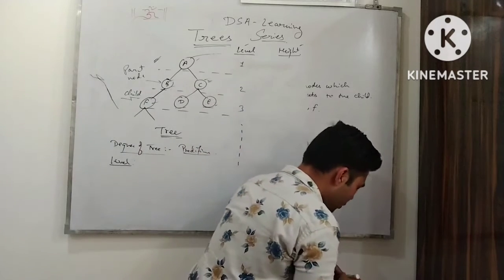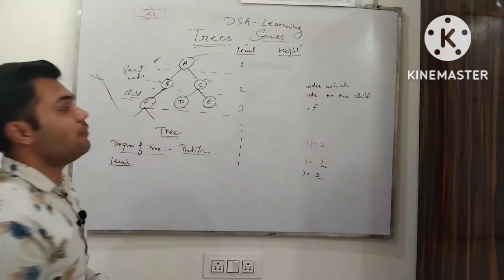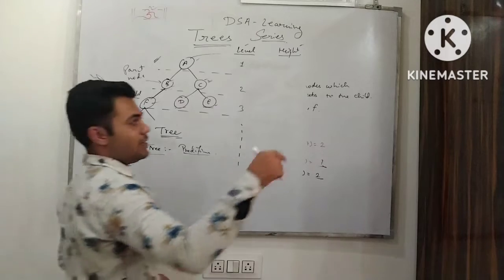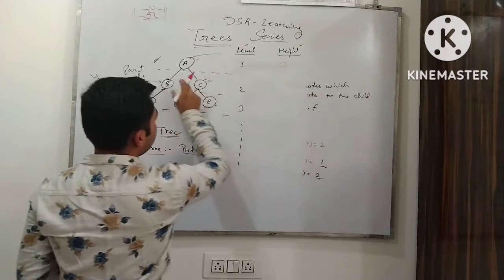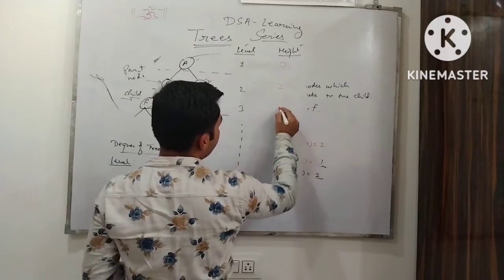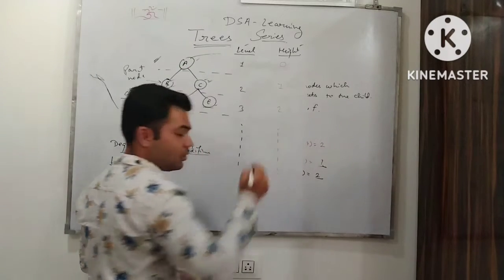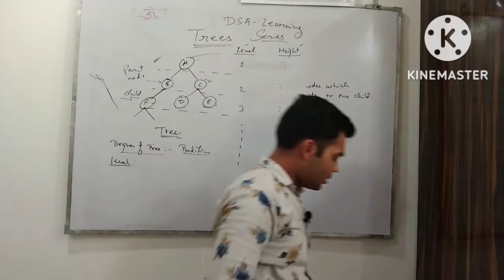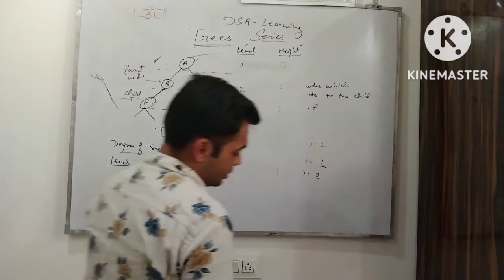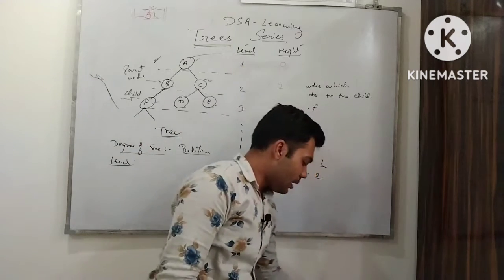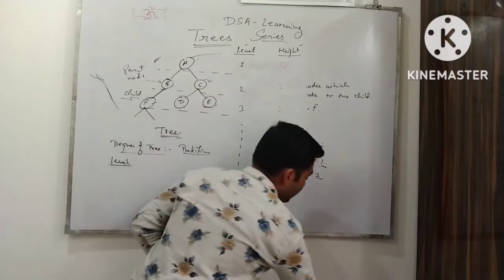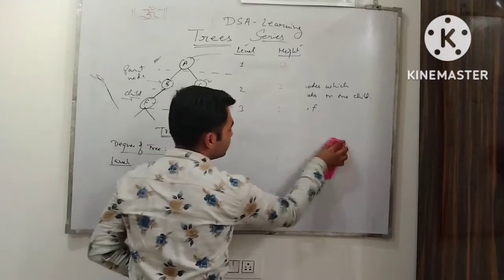But what about the height? The height of a tree starts from 0, not from 1. So what's the height here? 0. Then what's the height here? 1, 2, and keep going on. So that is the concept of level and height of the tree. Then comes the next topic, internal nodes and external nodes.